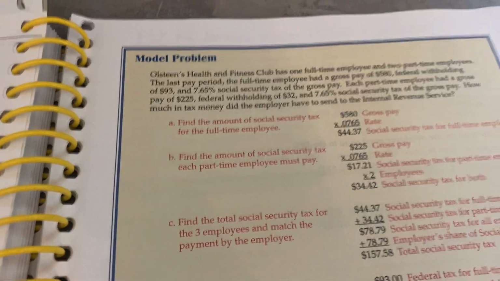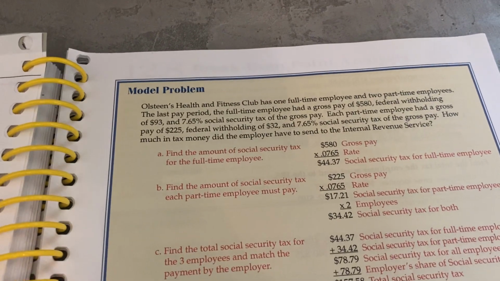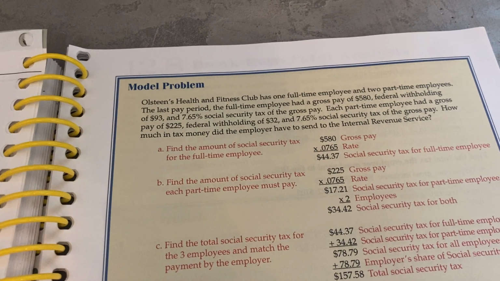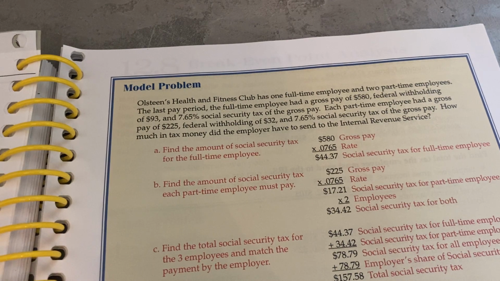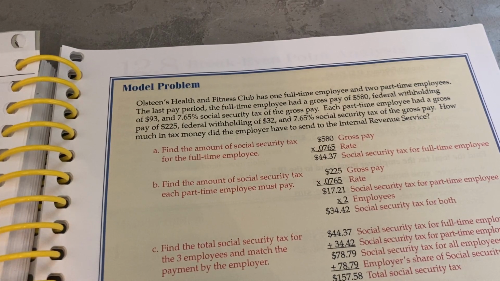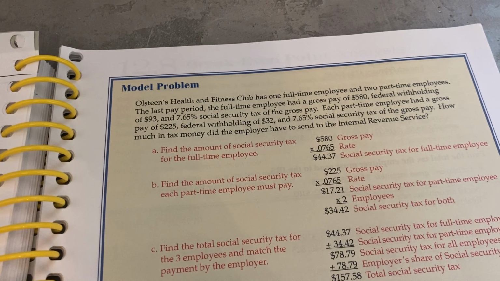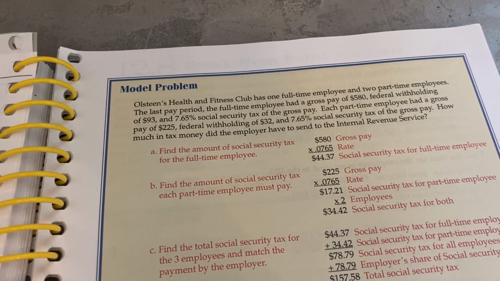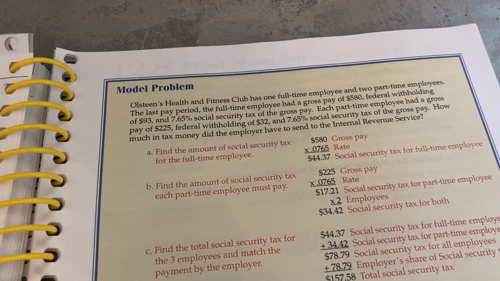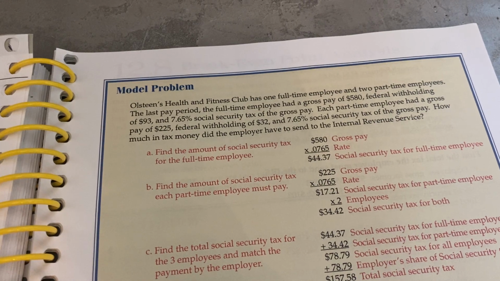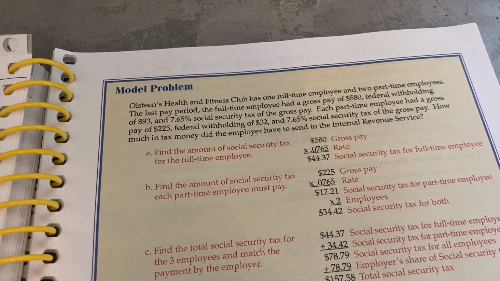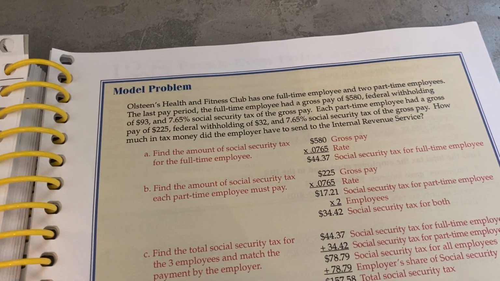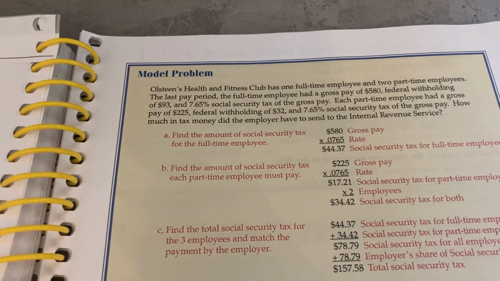And here's the model. Problems are pretty easy because they're just going over the net pay. The fitness club has a full-time employee and 2 part-time employees. The last pay period, the full-time employee had a gross pay of $580, federal withholding of 93, and 7.65 Social Security, and each part-time employee had a gross pay of 225, federal withholding. You can see Social Security. How much in tax money did the employer have to pay to the Internal Revenue Service?